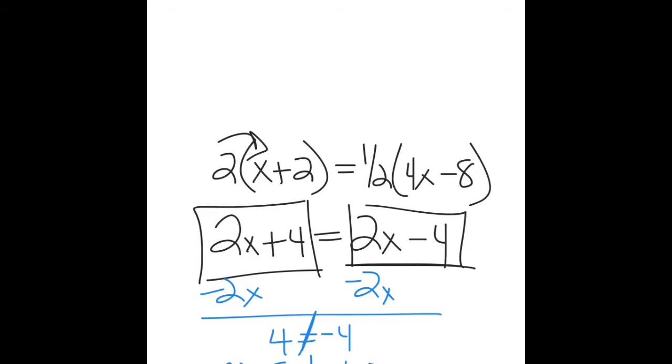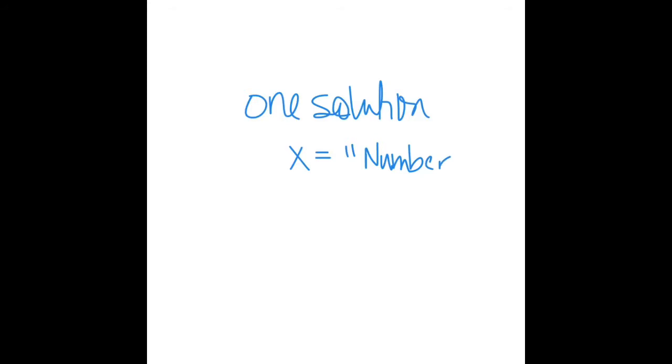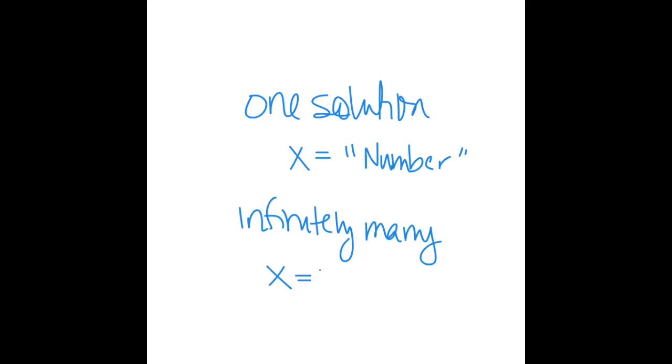So when you look at your homework today, you have 8 questions. Some of them have exactly one solution, so you'll end up with x equals some number. Some of them have infinitely many, and so you will end up with x equals x, any numbers possible. And then some of them will have no solution. You'll end up with an untrue statement, like 2 equals negative 4, and that is not true.